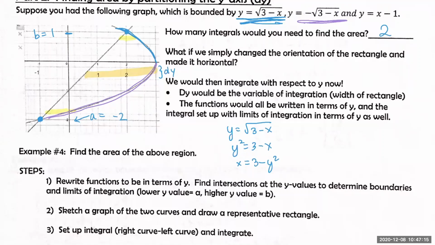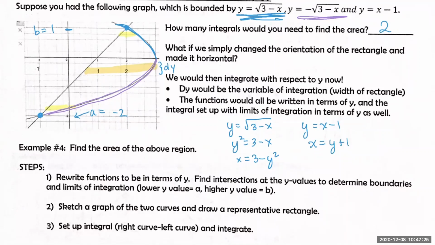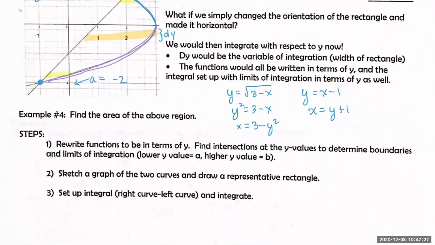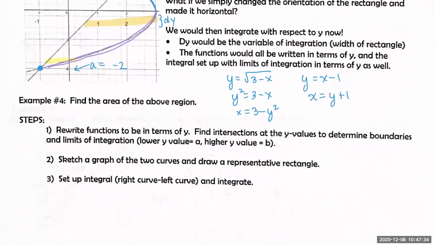Okay, so we're going to do the same thing for y equals x minus 1. We're going to write it in terms of y, which means that you guys isolate x. So if you isolate x, you get x equals y plus 1. So that's going to be your first thing: if my representative rectangle is horizontal, everything needs to be in terms of y, including your limits of integration.